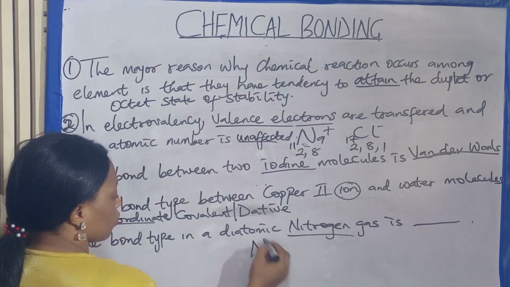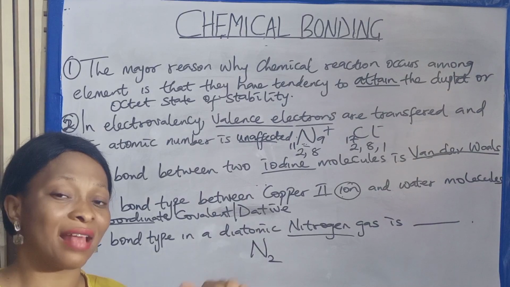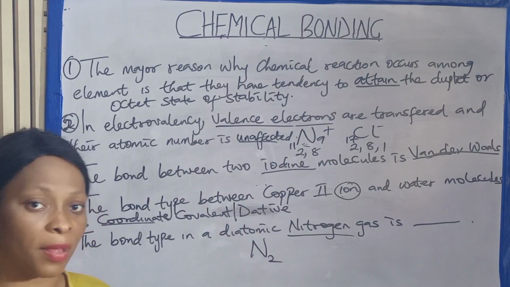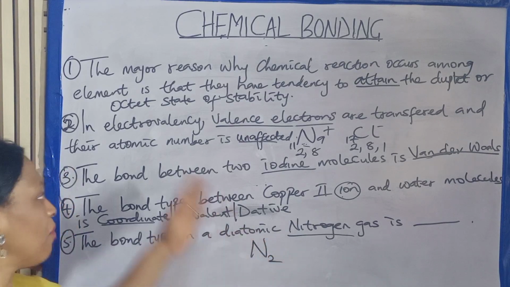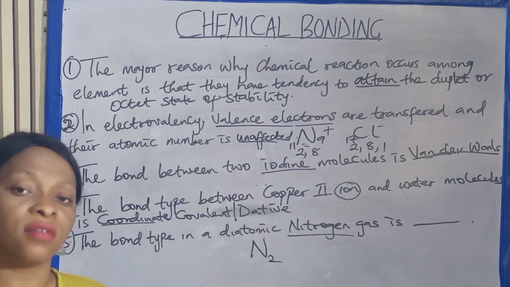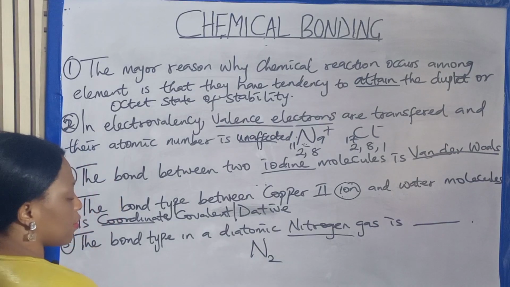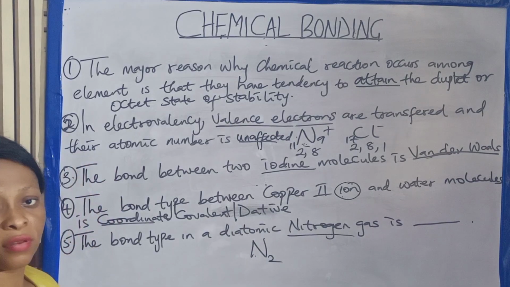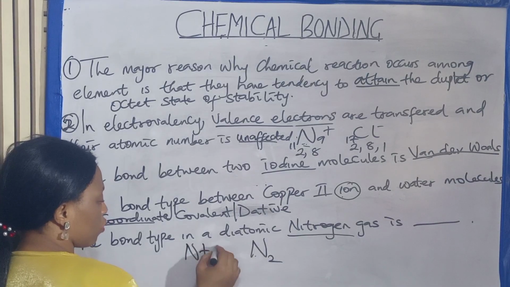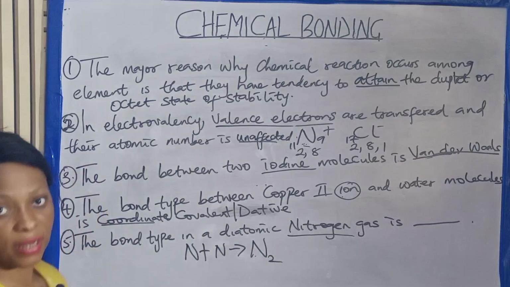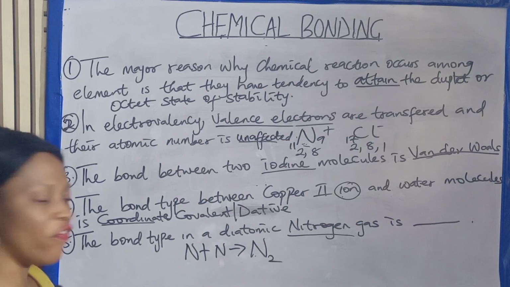Then the bond type in diatomic nitrogen gas is, so you ask yourself, what is nitrogen? Nitrogen is diatomic. Diatomic means that it has two atoms. Please make sure you watch the video that I put in the description box or in the comment section, because I've explained everything about diatomic there. In fact, some of the things here, we've explained in detail there. So make sure you watch that video. So diatomic nitrogen gas, this is a type of bond that exists between what? Two non-metals. So for you to have this, it will be nitrogen plus nitrogen. That will give you diatomic nitrogen. So this is a non-metal, this is a non-metal, and what will be the answer? Covalent bond.